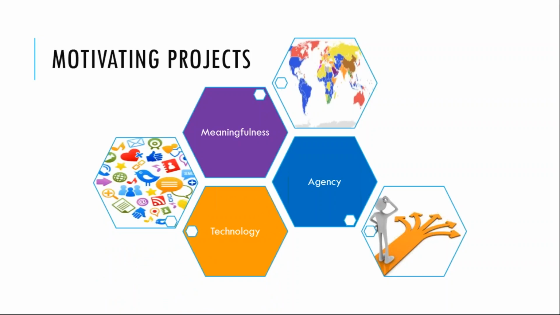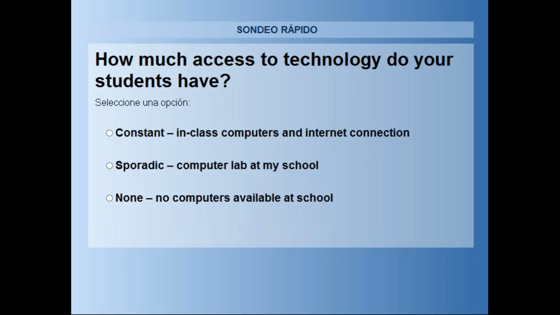Let's take another poll for the fun of it. Can you just tell me how much access to technology your students have? Is it constant? That means you have computers and an internet connection in your classroom. Is it sporadic? That means you have maybe a language lab or a computer lab at your institution, but you have to arrange a date and a time to go there. Or is it non-existent, that your students don't have an internet connection or access to computers while they are with you? So go ahead and vote. Let's see what you say. How much access to technology do you and your students have in your current teaching context?